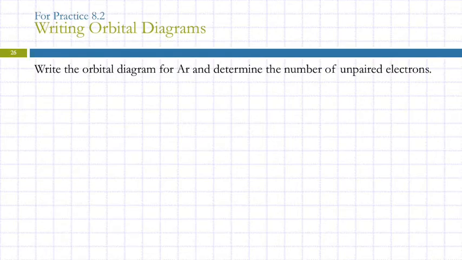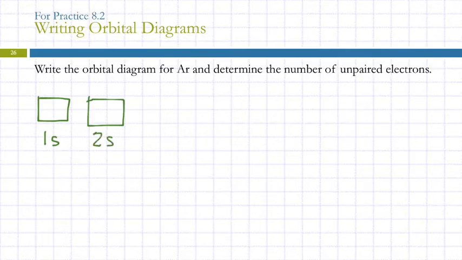Orbital diagram for argon, and determine the number of unpaired electrons. Electron configurations don't give us any information about spin or which ones are paired or not paired, and for some properties it's important whether they're paired or not. So for an orbital diagram, we're going to draw boxes. Looking at the periodic table, which sublevels do we need to draw? Up to 3p, right?